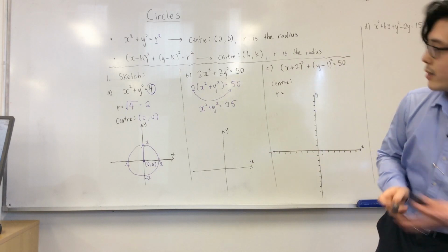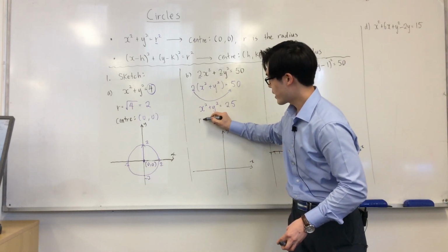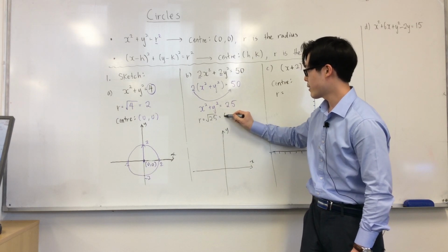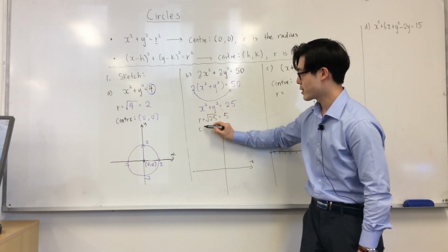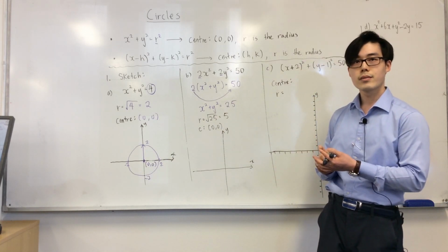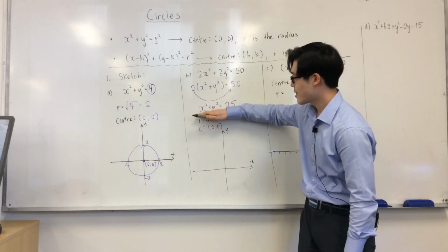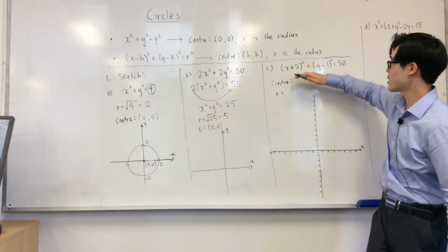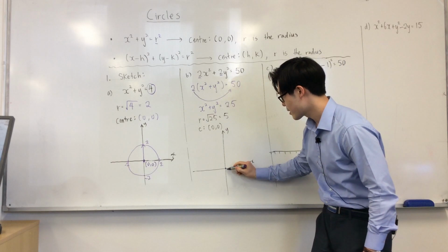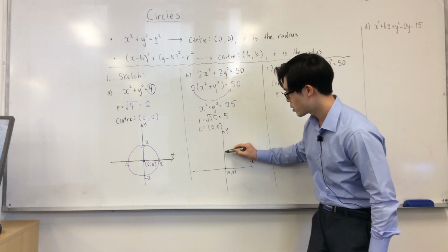And then from here, what's my radius? 5. Yeah, square root of 25 is 5. And the center, I'll write C for center, it's still the origin, 0, 0. Is 0, 0 always the origin? Yeah, 0, 0 is always the origin if it's in this form. When it's in this other form, which I'll explain soon, the center is not at the origin. So let's mark the center 0, 0, and just draw.